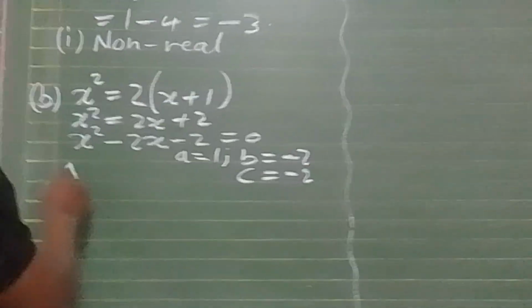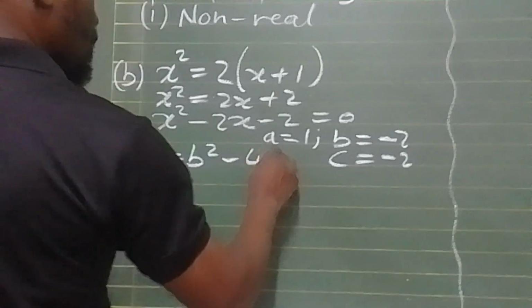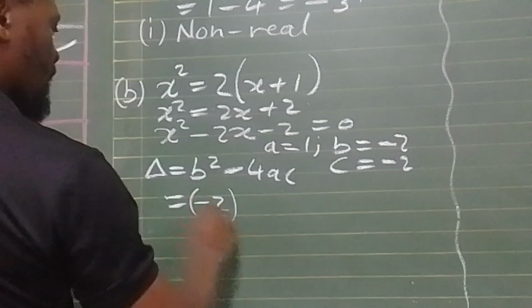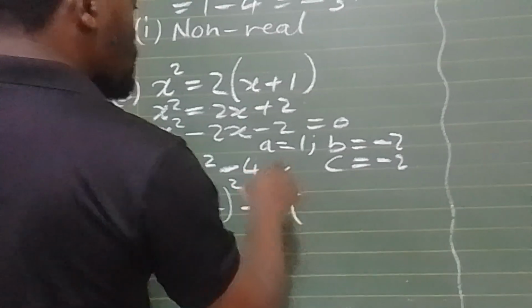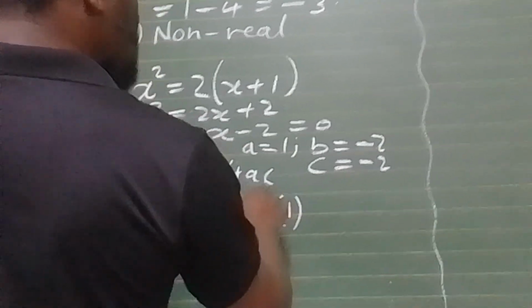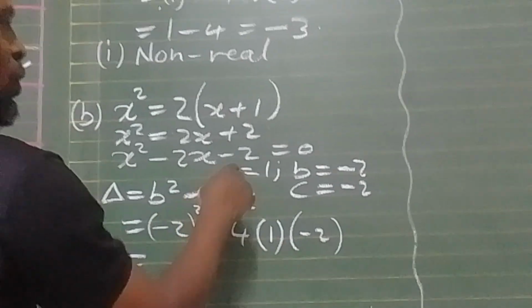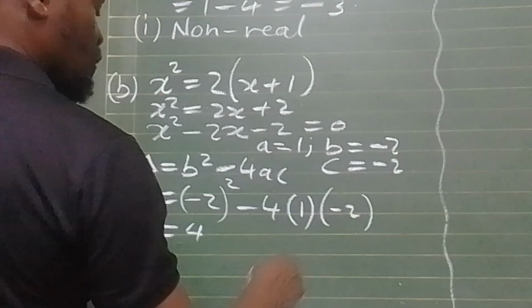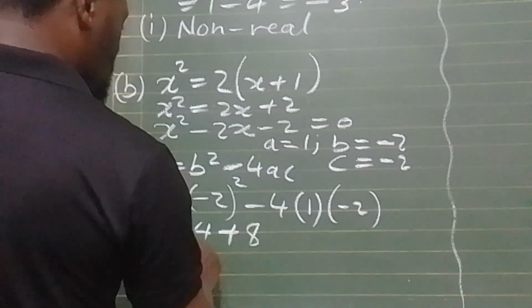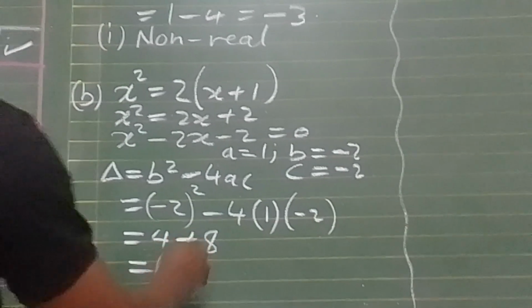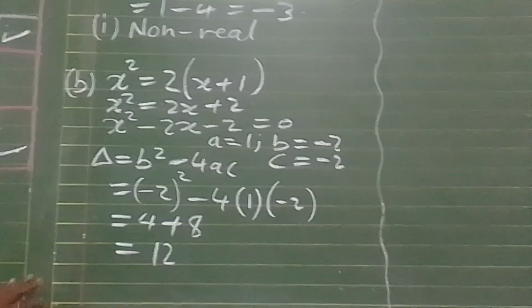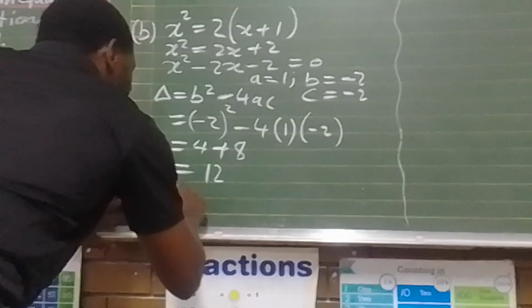Then your discriminant is going to be b squared minus 4ac, right? Your b is minus 2, squared, minus 4. What is your a? Your value of a is 1. What is your c? Your value of c is minus 2. Minus 2 squared is going to be 4. A negative times negative is positive. 4 times 2 is 8. What is 4 plus 8? It's 12. This is a real number.